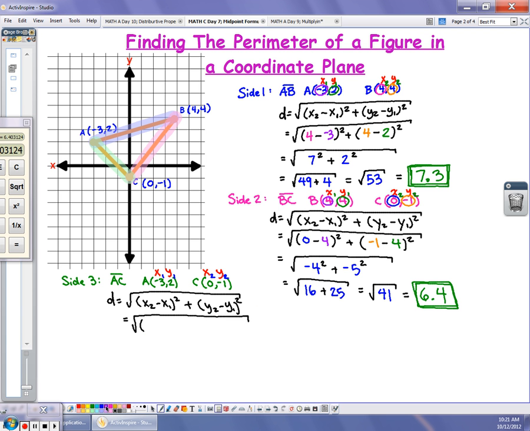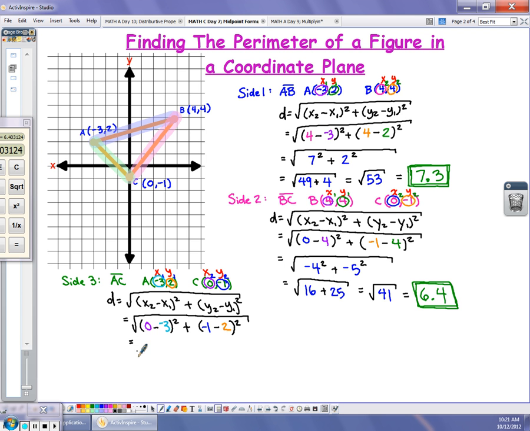And in this particular problem, we have x2 being 0 minus x1, which is negative 3, squared, plus y2, which happens to be negative 1. I forgot my parentheses there. Oops. It should be a minus. Minus y1, which happens to be 2. Close up the parentheses, put in the square.